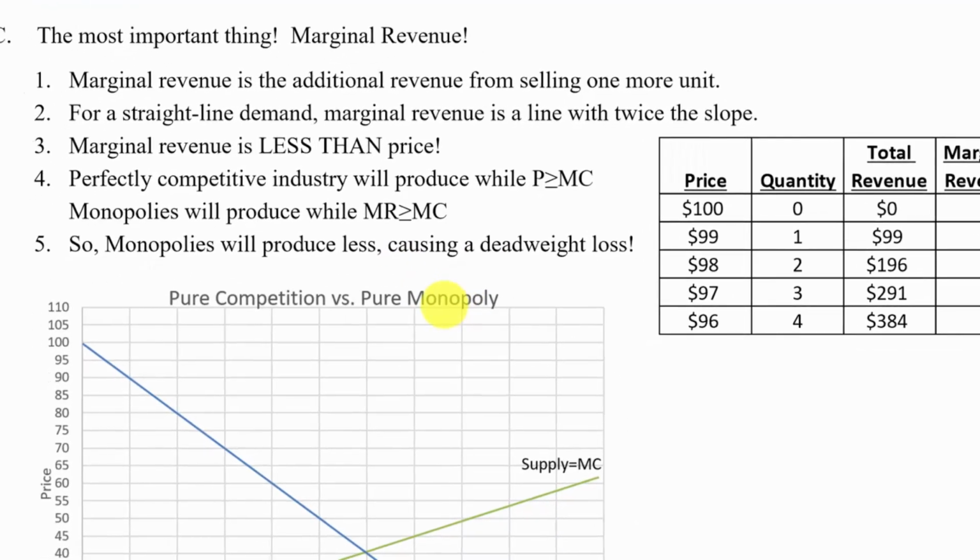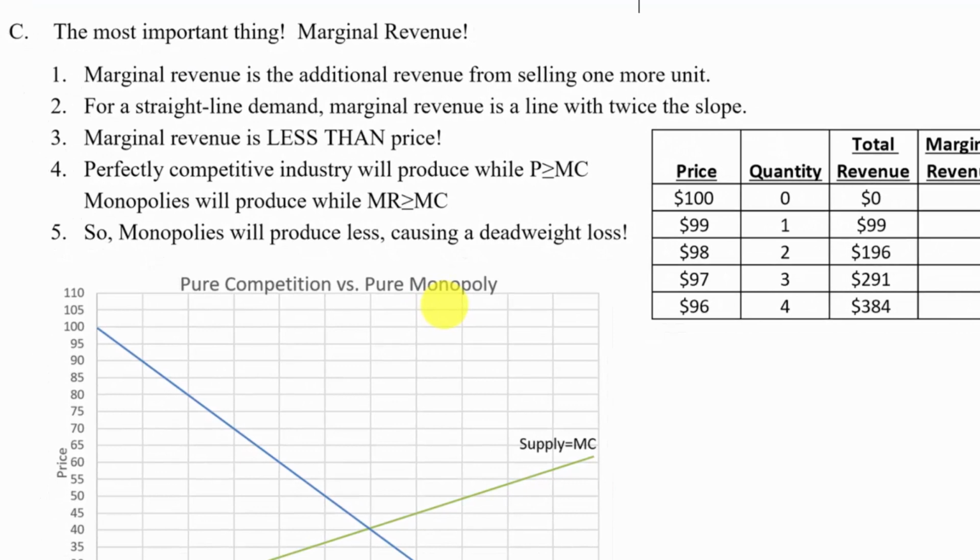Now, in the last video, we talked about this, but let's quickly review this idea of marginal revenue. I'm not going to spend as long on it today as I did in the previous video. But the most important thing when you're studying a monopoly is to make sure you understand the idea of marginal revenue. So let's go through it again quickly here and then use it so that we see how marginal revenue is used by a monopoly to make decisions. So marginal revenue just means the additional revenue from selling one more unit. Suppose I'm a monopolist and I have a straight line demand. Marginal revenue is also going to be a straight line when we graph it, but it's going to be a straight line with twice the slope. And we need to remember that marginal revenue is less than the price.